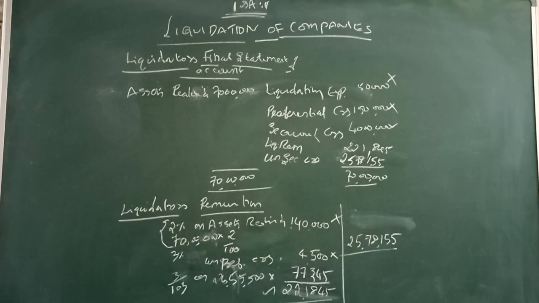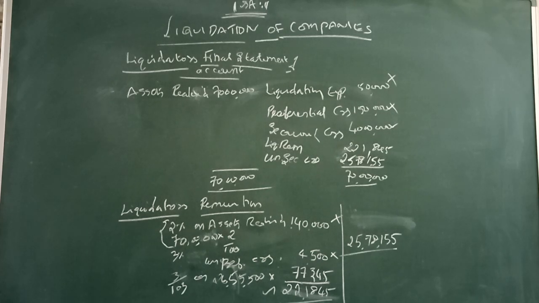Though this item is named final statement of account, actually this is not an account. This is not as per the double entry principle. This is a statement we are preparing. But for easy understanding, I have taken one side as the cash receipts we are having, and on the other side the payments we should make. In that way we have to prepare.